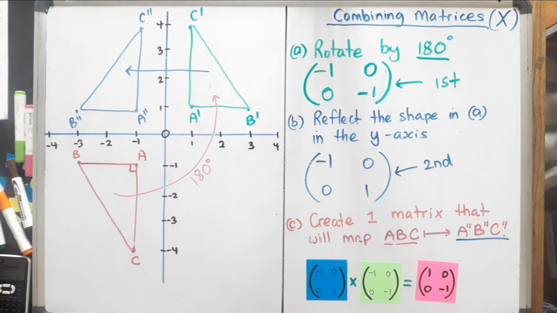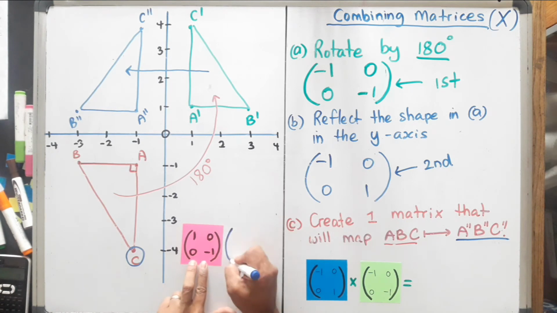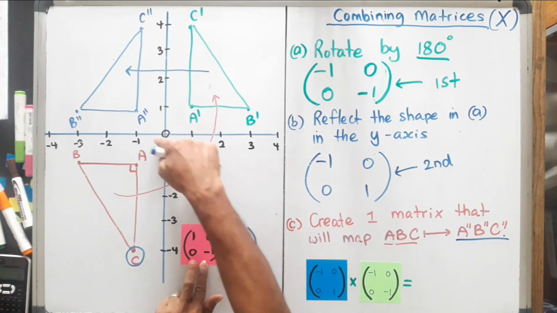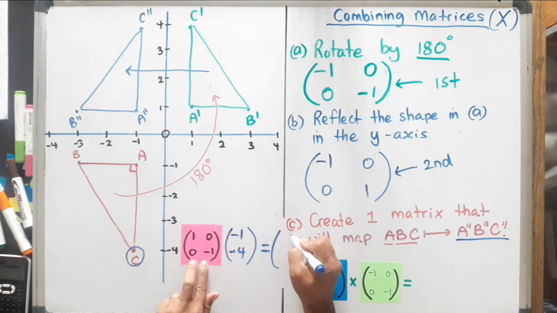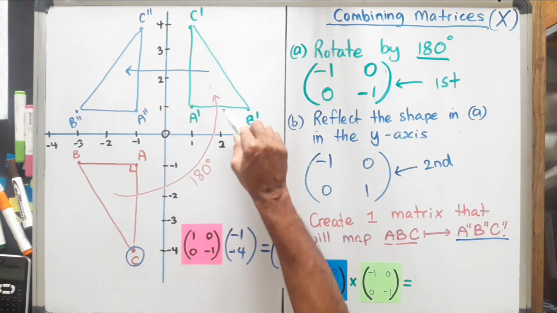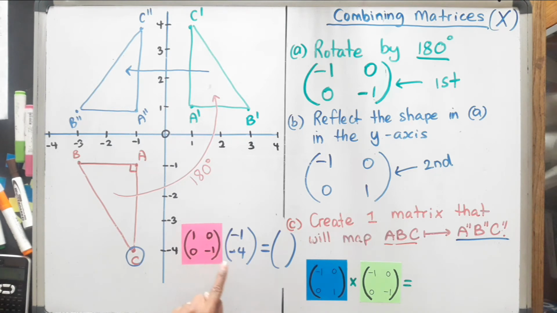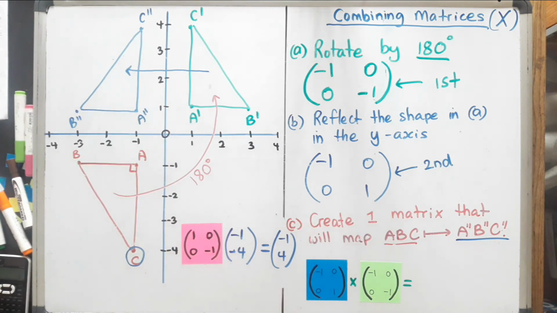So here's what we're going to do. We're going to take a test point. Let's take point C. I am going to take point C and multiply it by this matrix. So I'm going to put it here now. C is -1, 4, -4, -1, -4. And when we multiply these 2 matrices, it's supposed to go straight to C double dash. It's supposed to do this and this in one shot. And if you take this matrix and multiply by this matrix, you will get -1, 4. Minus 1, 4 is C double dash.